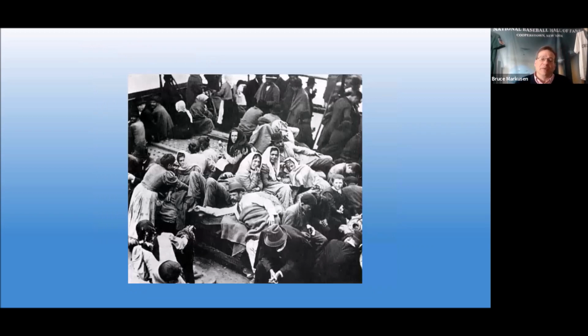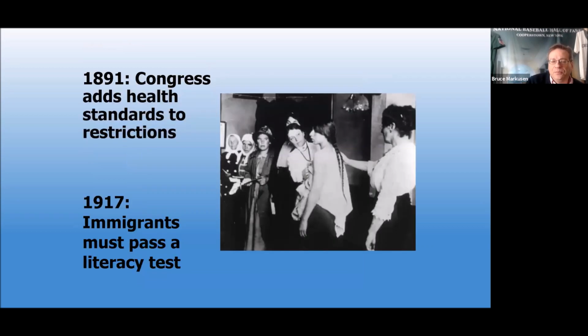Here's a close-up of some of these folks, very much huddled together with cloaks, blankets, trying to stay warm, trying to stay comfortable, but not easy to do. Very, very difficult process they're going through.